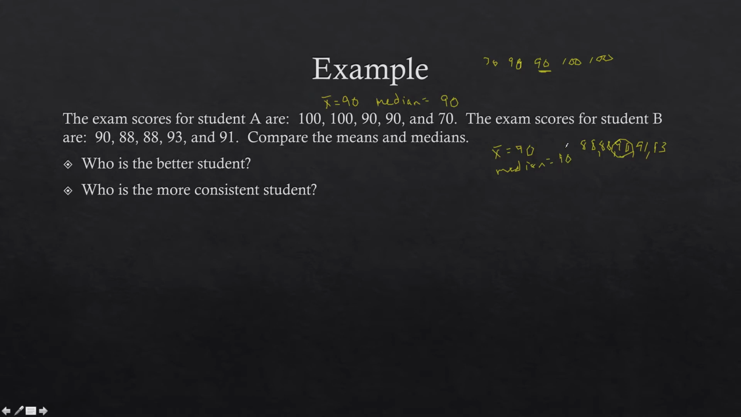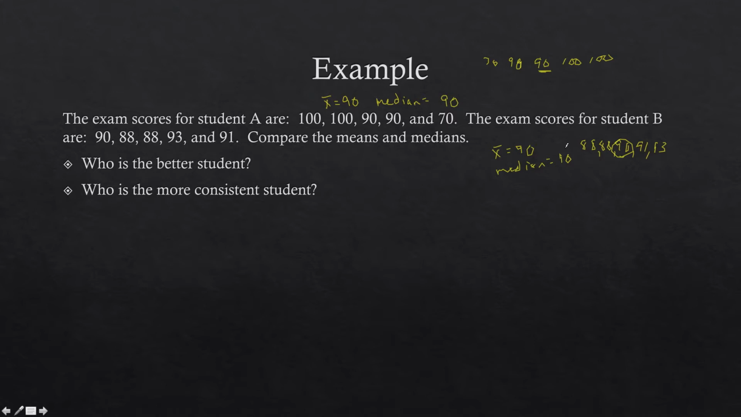Alright, well, who's the better student? Well, we can't tell because everything we've used so far says they're the same. Well, who is the more consistent student? That's the question. Well, look at number 1. Look at how the data is kind of spread out. 100, 90, all the way down to 70. But look at example 2, student 2. How this data is all grouped together right there around 90. Student B is actually more consistent.